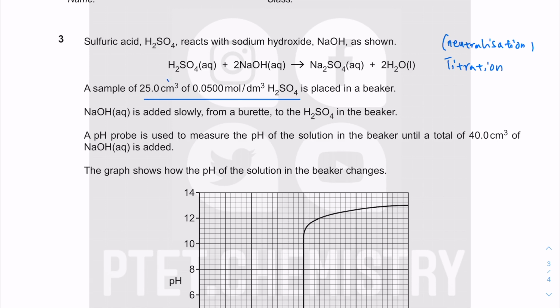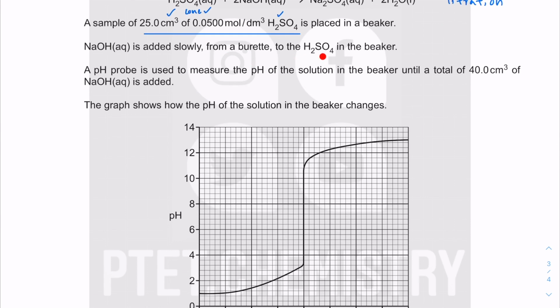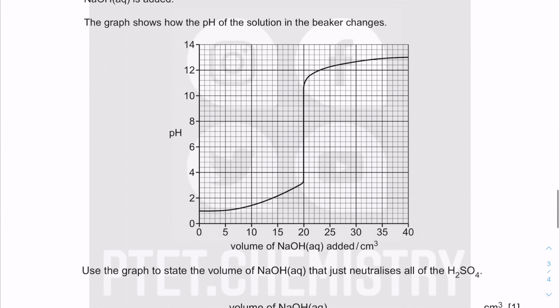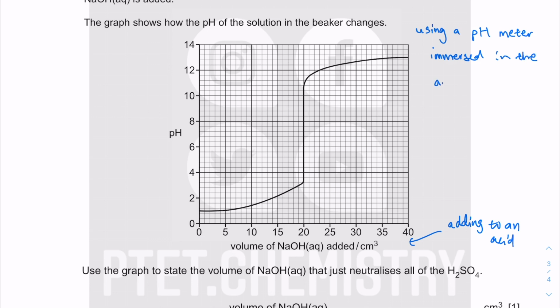So we have the volume and we have the concentration. Now we add NaOH from a burette to the acid in the beaker. When you add NaOH, you are adding it to an acid. The pH meter is how the pH is measured. The pH meter is like a sensor, so it must be immersed in the acidic solution, which is in the beaker.